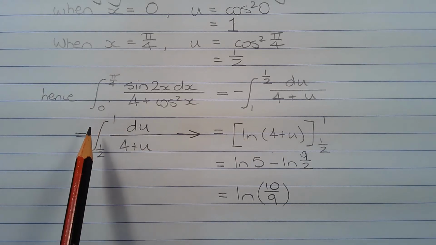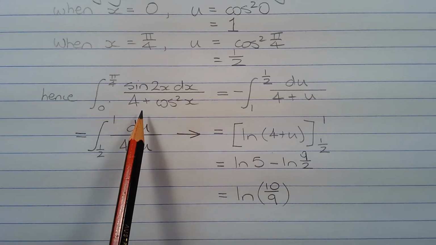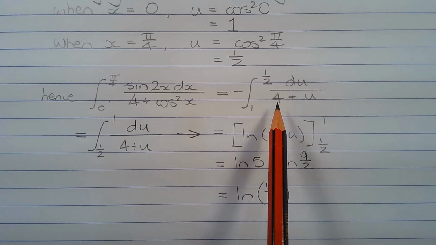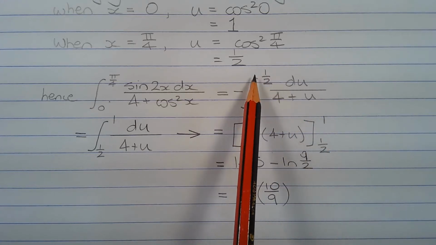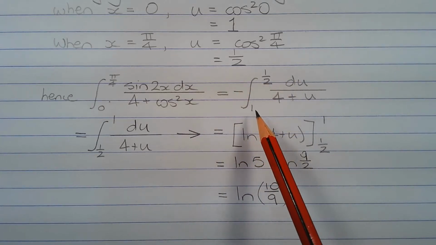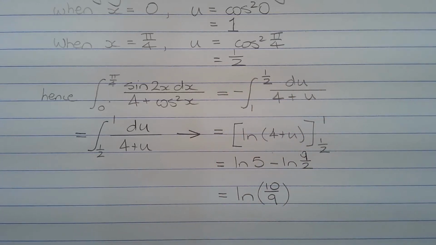Hence, the definite integral from x equals 0 to x equals pi over 4 of sine 2x dx over 4 plus cos squared of x is equal to the integral of negative du over 4 plus u from u equals 1 to u equals half. Now, to make the integration a little easier, we can reverse these limits, and to compensate for that, we could multiply this integral by negative 1. So rather than having a negative integral, we now have a positive integral, but instead of from 1 to half, it's now from half to 1 of du over 4 plus u.